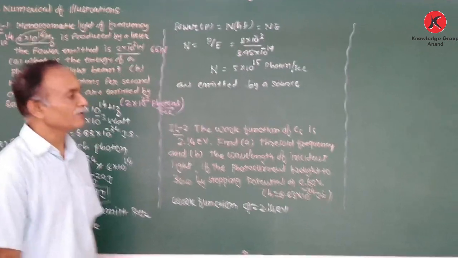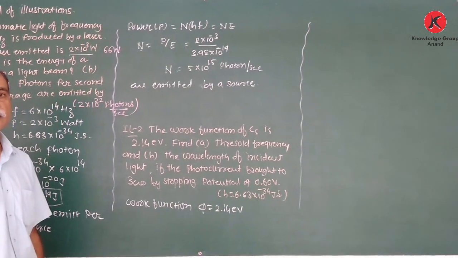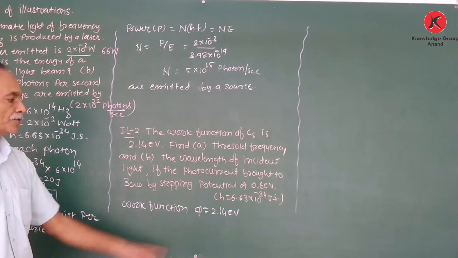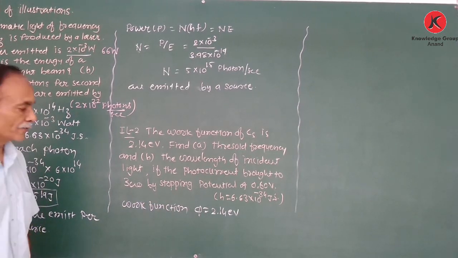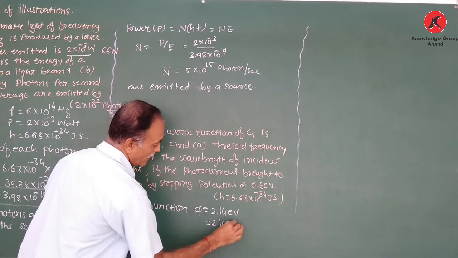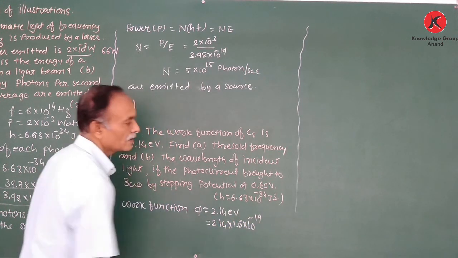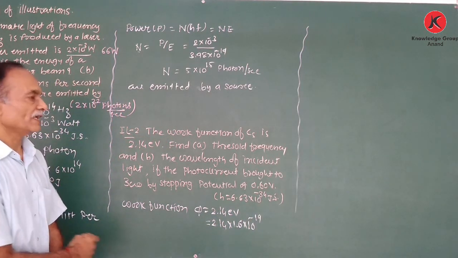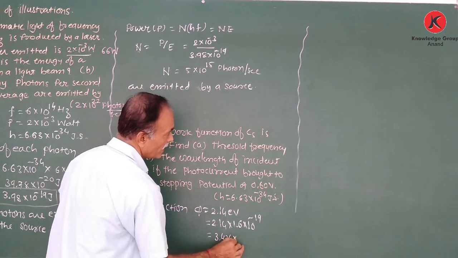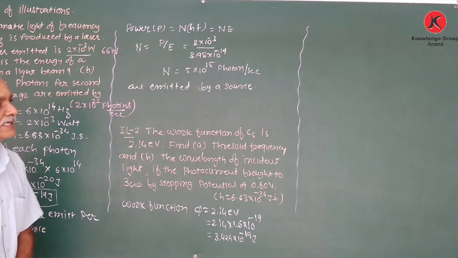So how do we convert electron volt into joule? We have to multiply by the charge of an electron. Therefore, 2.14 into 1.6 into 10 to the power minus 19 joule. Right? Therefore, we obtain the work function as 3.424 into 10 to the power minus 19 joule.